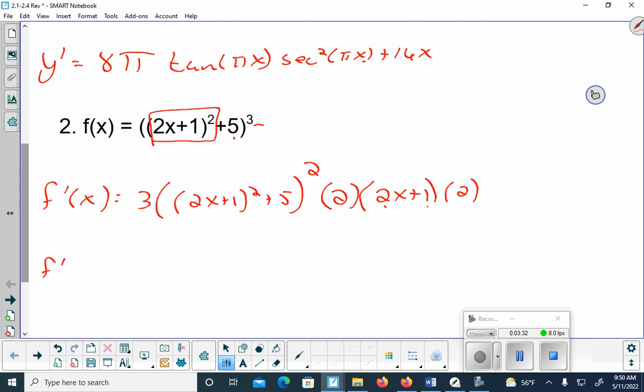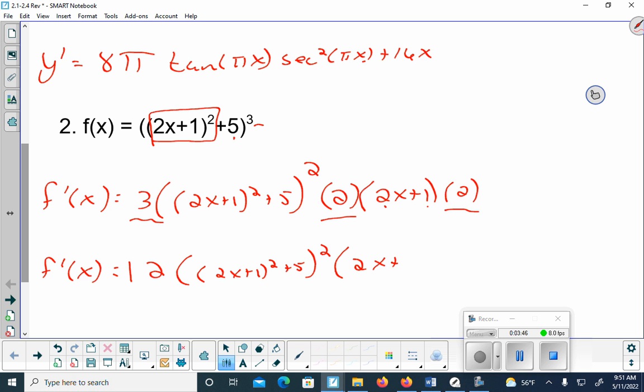Then what I have is everything's being multiplied, but I have this 3, the 2, and the 2, so that's going to end up being 12. And then 2x plus 1 squared plus 5 squared times 2x plus 1. You cannot FOIL that in. You have to leave it outside because this is raised to the second power. And that's all you can do. You leave it like that.